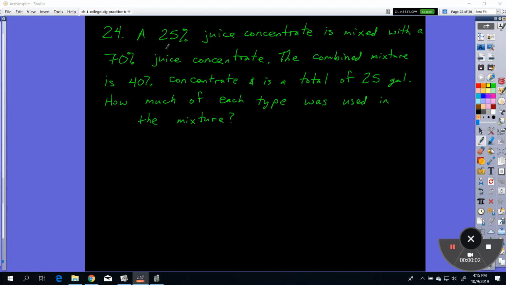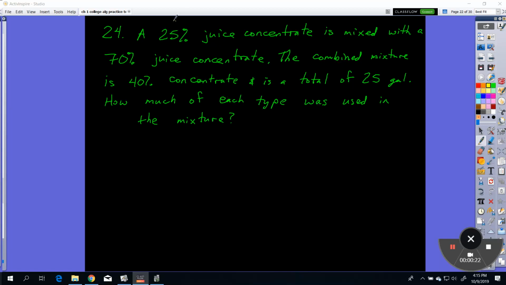So in this problem it says I have a 25% juice concentrate and it is mixed with a 70% juice concentrate. It doesn't say how much of either one. It just says they are mixed. It says the combined mixture is 40% concentrate and a total of 25 gallons. How much of each type was used in the mixture?